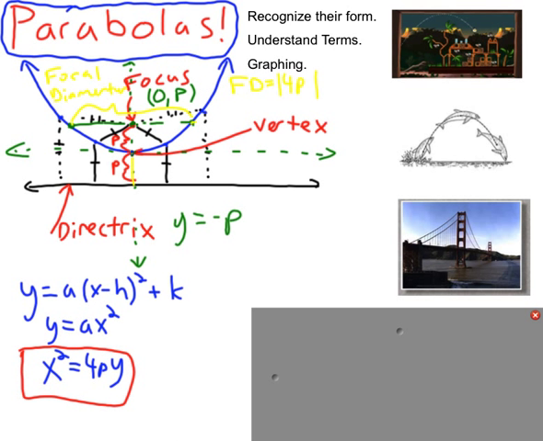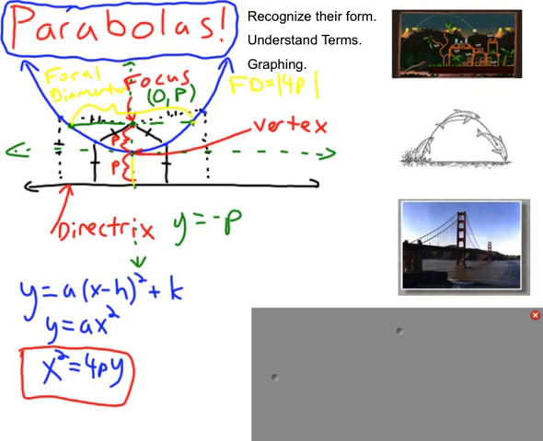But look at that for a second and recognize 4p is the focal diameter that we found up there in yellow. And that p variable is that distance between the vertex and the directrix and the vertex and the focus. So some interesting things going on there.